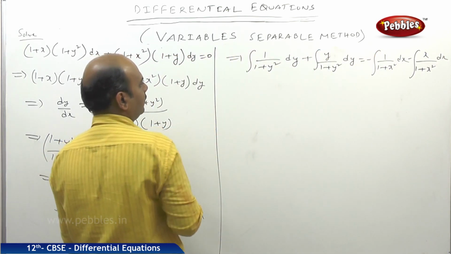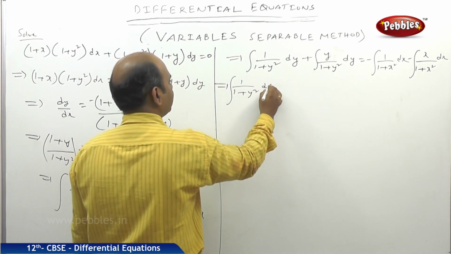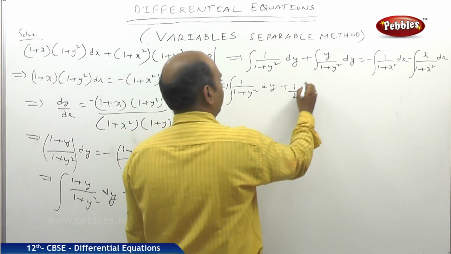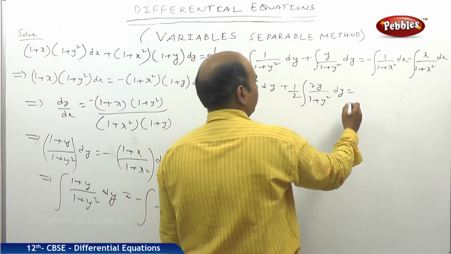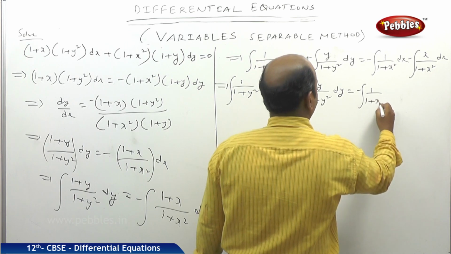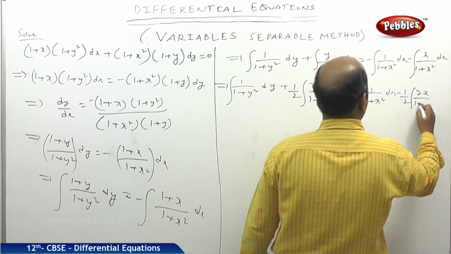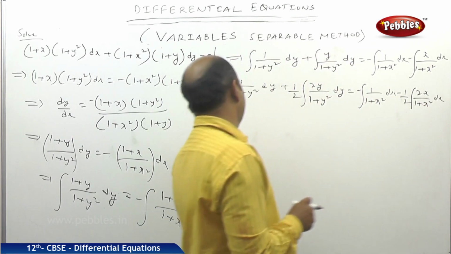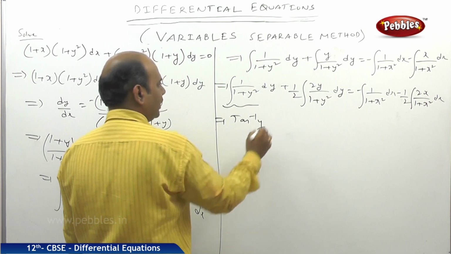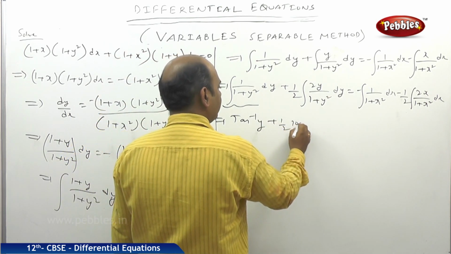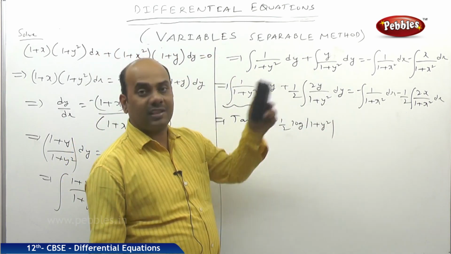If you observe carefully, another step I will write for my convenience. This particular integral I will leave like this, and here I will multiply and divide by 2. So 1/2 into 2y/(1 + y²) dy. This also I will leave like this, 1/(1 + x²) dx, and here also I will multiply and divide by 2, so 2x/(1 + x²) dx. Now if you observe carefully, this is nothing but tan inverse y plus 1/2 log|1 + y²|, because it looks like f'(x)/f(x).